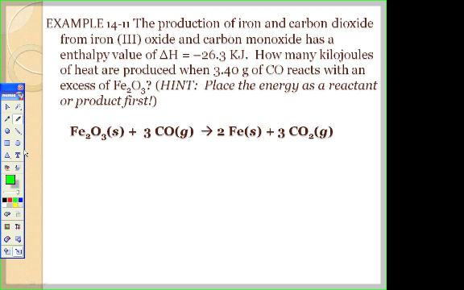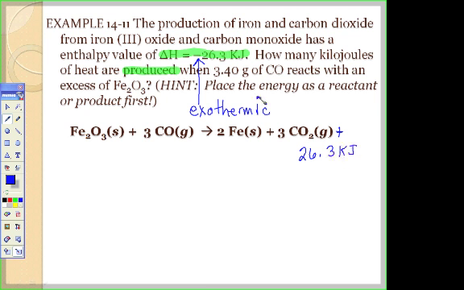We have iron 3 oxide reacting with carbon monoxide, and the problem tells us we have negative 26.3 kilojoules. So that negative is a perfect indicator that this is an exothermic reaction. As if that wasn't enough, the problem also says that heat is produced. And so again, we know that when heat is produced, we put it on the product side. So we would write that as plus 26.3 kilojoules of energy.